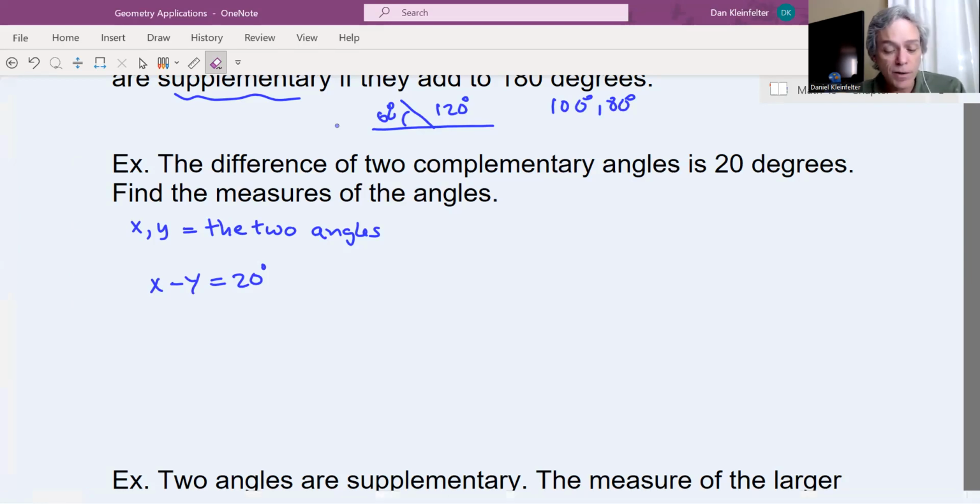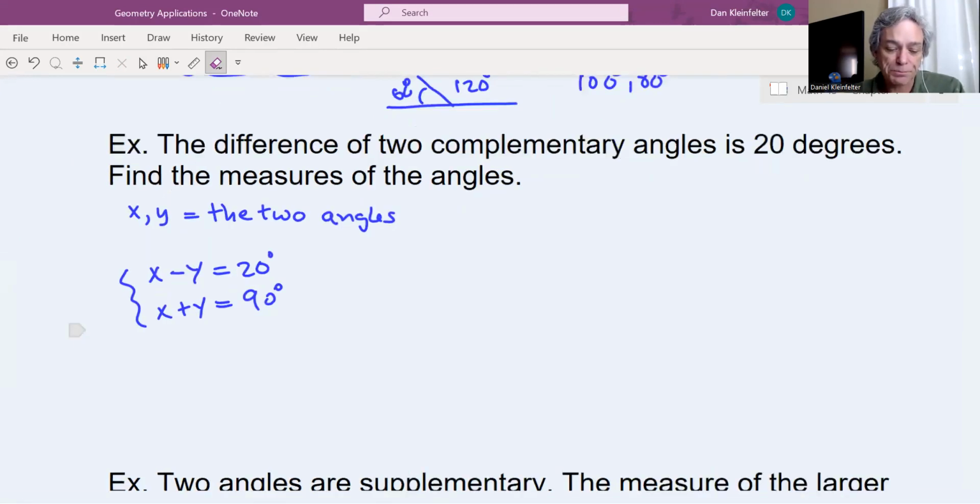information. However, notice that we're told that the two angles are complementary. And so that's the clue that is going to tell us what that second equation is. Since they're complementary, they have to add up to 90 degrees, right? So that's the fact that gives us our second equation.